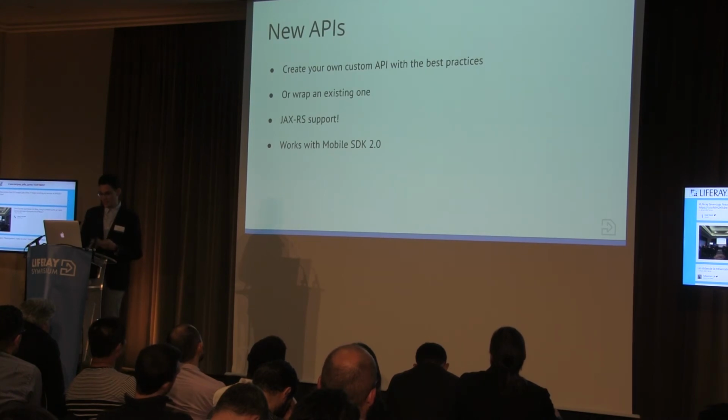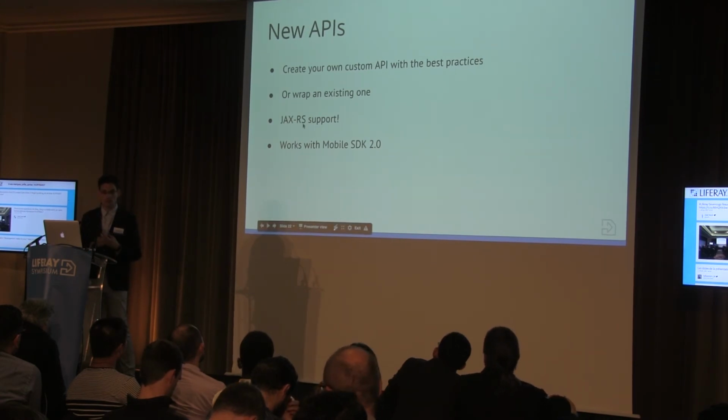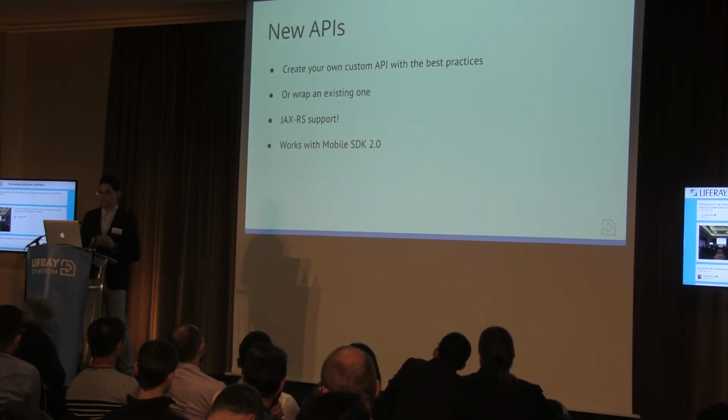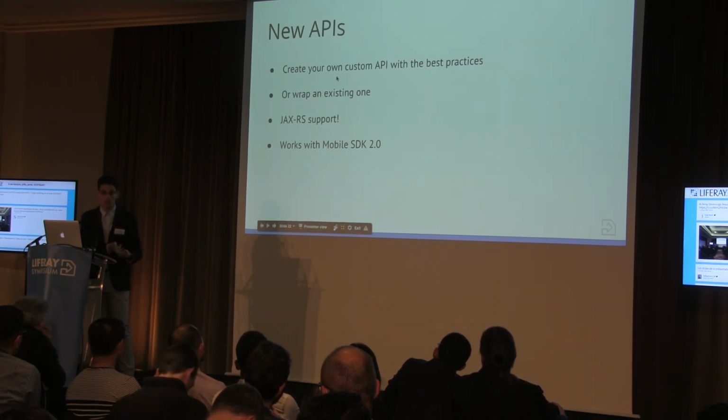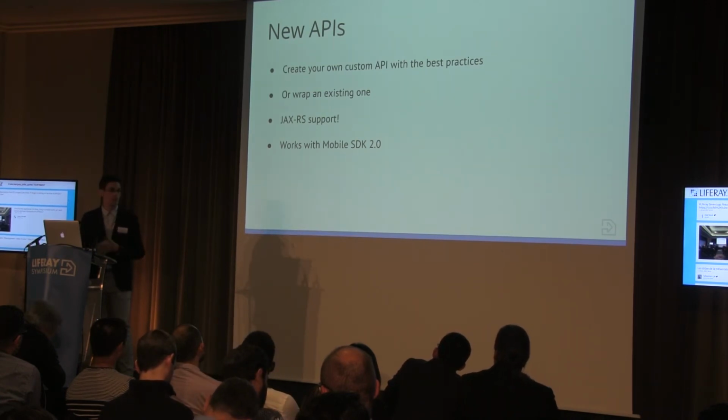Okay. I don't know if you knew, but Liferay introduced a new way of building new APIs. If you don't like the existing APIs of the portal, you can grab them or create your own APIs through JAX-RS support. It was introduced in the latest DevCon. Is anyone of you using it? Okay, some hands. So you can create your own custom API or wrap an existing one with the portal and use the best practices to wrap them.